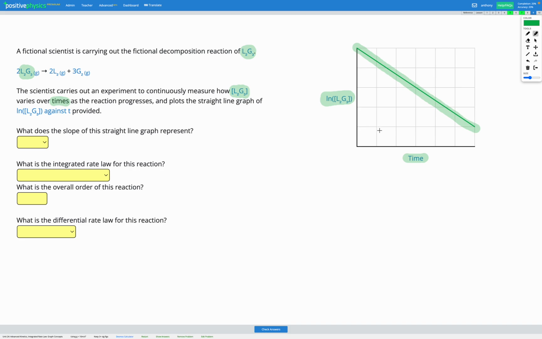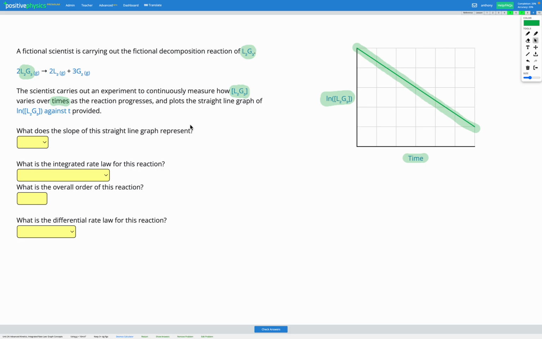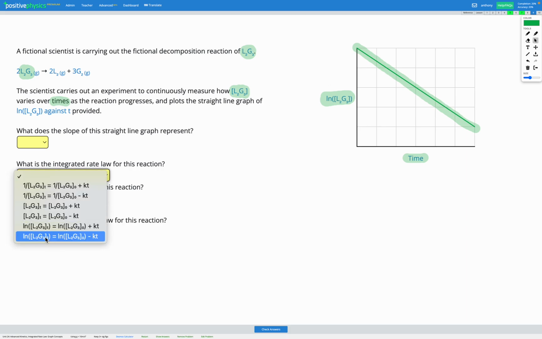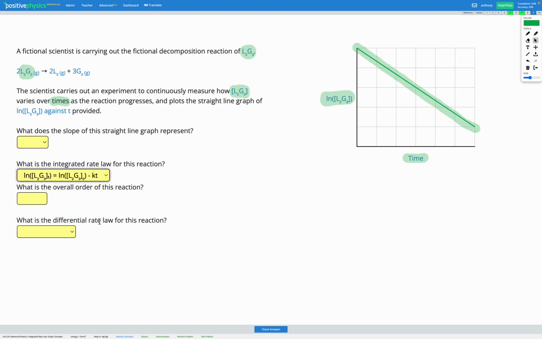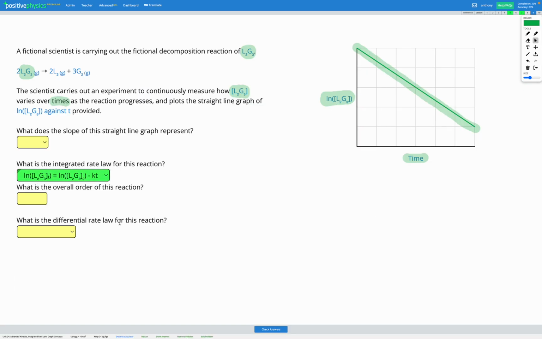Okay, so let's go to our reference sheet. We're looking for the integrated rate law that involves ln. Here it is, our integrated rate law first order. That's the one that has a ln in it. So let's go and write that down. So the integrated rate law for this reaction is ln, and it had negative Kt. Let's just check that. Yep, it's negative Kt. So that's our integrated rate law for this reaction.